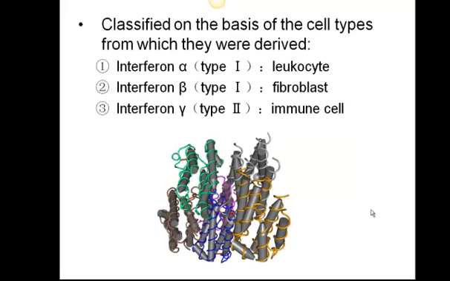So the interferons are actually a family of proteins, and they are classified based on the cell types from which they're derived, and they have some slightly modified gene sequences that encode for these proteins. So interferon alpha, beta, and gamma are the three major homologs of the interferons, and they fall into two major type classes, type 1 and type 2. Type 1 are found in leukocytes and fibroblasts, and type 2 are found in other immune cells.